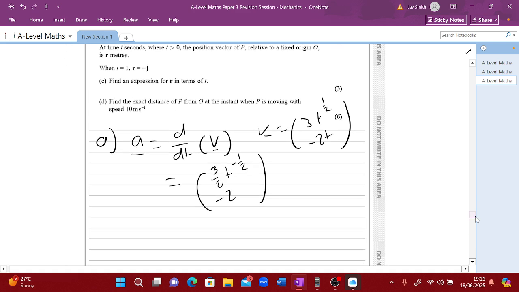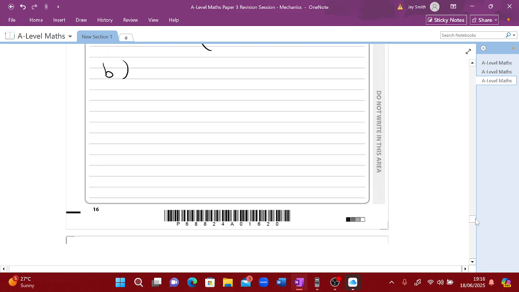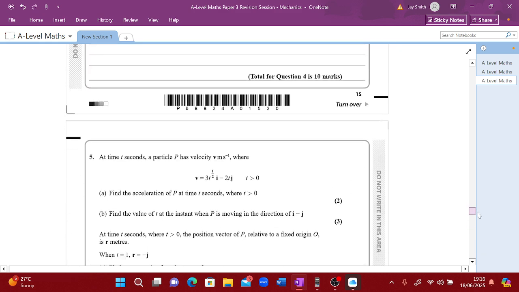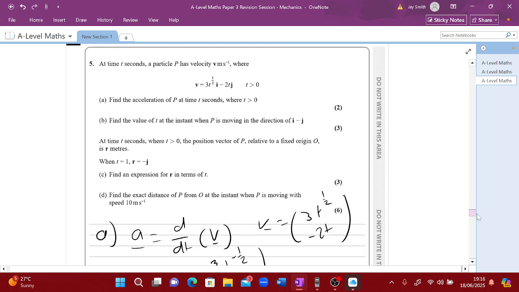Find the value of t at the instant when P is moving in the direction of i minus j. When it's talking about particles moving in the direction, that's referring to the velocity. So the velocity is moving in the direction of 1, minus 1. What does that mean in terms of an equation? That means v is parallel to the vector i minus j because it's going in the same direction. Parallel vectors are the same direction. So that's what that means.